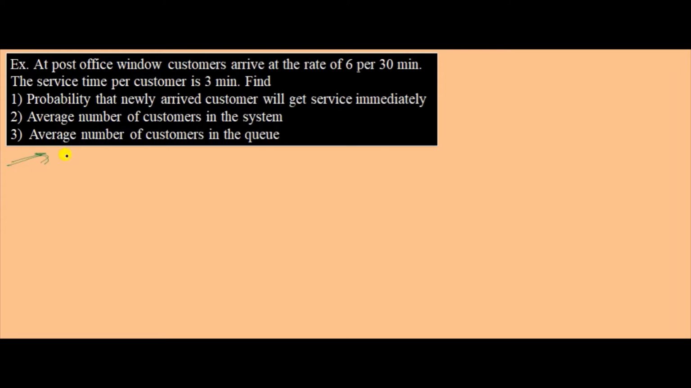The first one is the arrival rate, which is given by lambda, and the second parameter we require is the service rate, which can be written as mu. So let's see what has been given first. Arrival at the rate of 6 per 30 minutes. So the arrival rate is given as 6 customers in 30 minutes. This is the lambda.